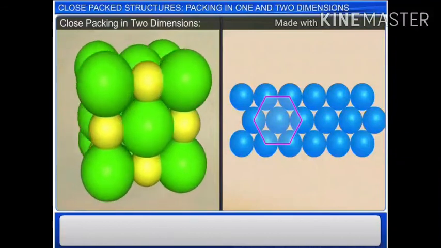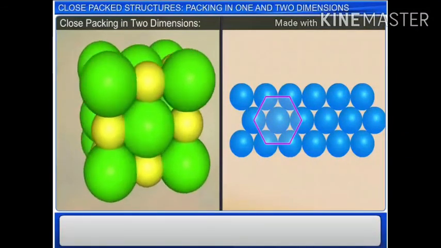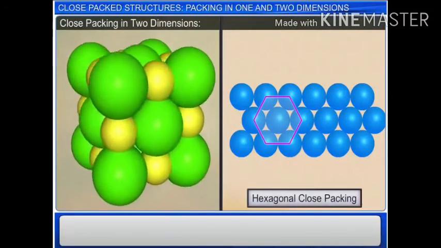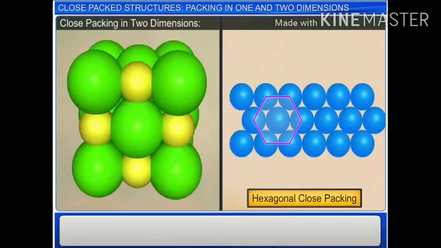As real crystals are all 3-dimensional in nature, we will use this 2-dimensional hexagonal close packing to build 3-dimensional structures later on in this course.